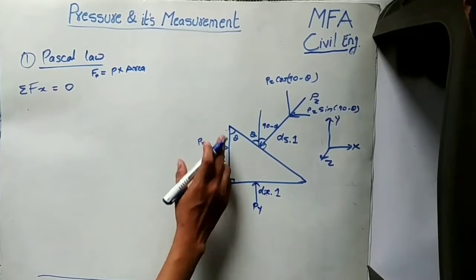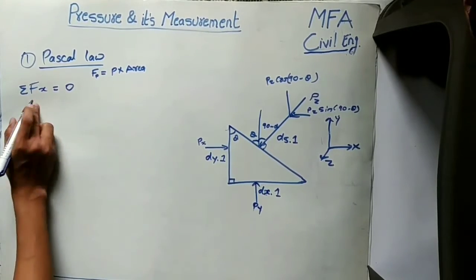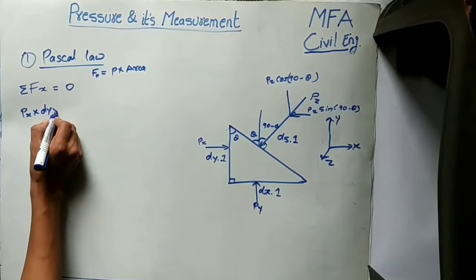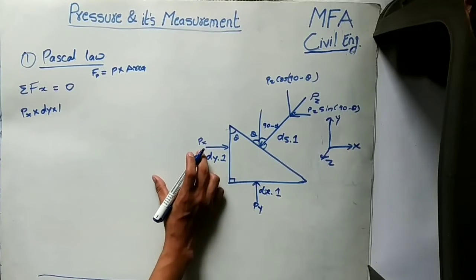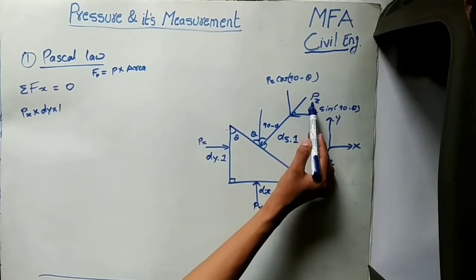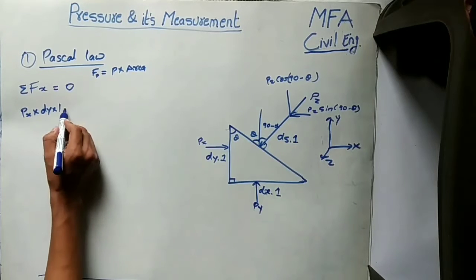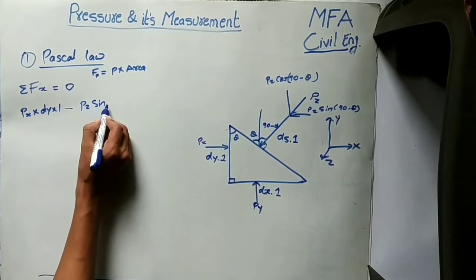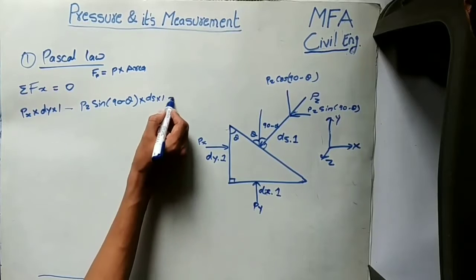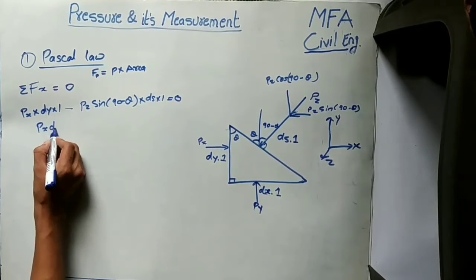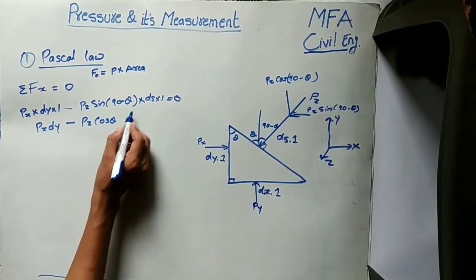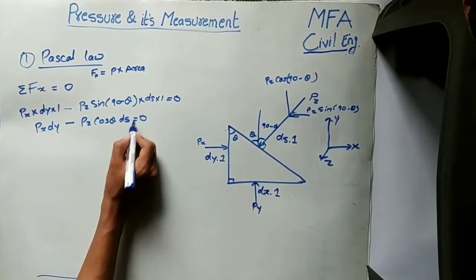Now the pressure force which is acting in the horizontal direction is first Px into area dy into 1. We are considering the pressure acting in the right side direction as positive, then this value is acting in the left side direction, so it is negative. Pz into sine of 90 minus theta into area ds into 1 is equal to 0. Now Px into dy minus Pz, sine 90 minus theta is cos theta, ds is equal to 0.